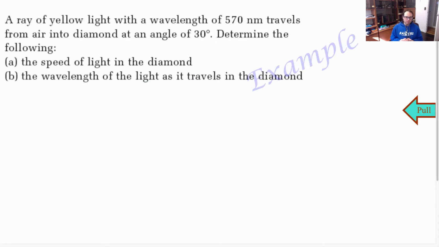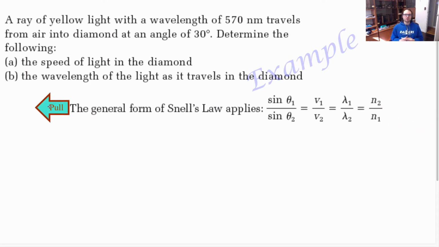All right, so here is our first class example. A ray of yellow light with a wavelength of 570 nanometers travels from air to a diamond at an angle of 30 degrees. Determine the following: A, the speed of light in the diamond, and B, the wavelength of the light as it travels in the diamond. So this is Snell's law in general. Let's start off with what we know. My wavelength is equal to 5.7 times 10 to the negative 7 meters, because nanometers means 10 to the negative 9.